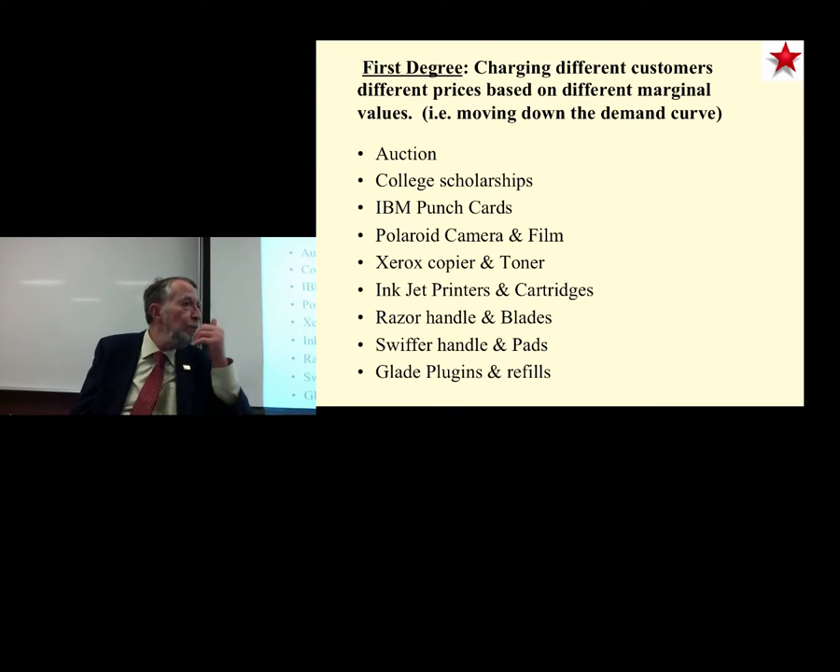What about a remote control? Because you got to buy batteries. No, but you can buy the batteries from somebody else. It has to be a lock in. Oh, okay. Yeah, so, yeah.